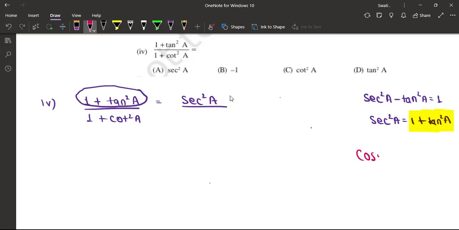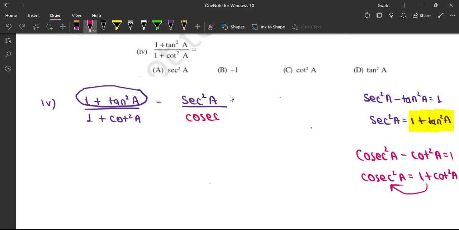The third trigonometric identity was not cosec square A minus cot square A is equal to 1? It was that, right? So from here, cosec square A will be equal to 1 plus cot square A. Now what is 1 plus cot square A? You have got the formula: cosec square A. So can you not write down cosec square A here? You can write. Now this is sec square A divided by cosec square A, right?